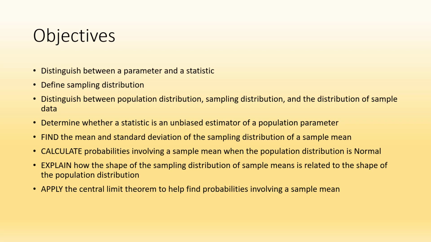Here are the objectives for this lecture. First, we want to distinguish between parameter and statistic, be able to define sampling distribution, distinguish between population distribution, sample distribution, and distribution of sample data, and determine whether a statistic is an unbiased estimator of a population parameter. Meanwhile, we will find the mean and standard deviation of the sampling distribution of a sample mean, calculate probability involving the sample mean when the population distribution is normal, and explain how the shape of the sampling distribution of the sample mean is related to the shape of the population distribution. And lastly, we're going to apply the central limit theorem to help find probability involving the sample mean.